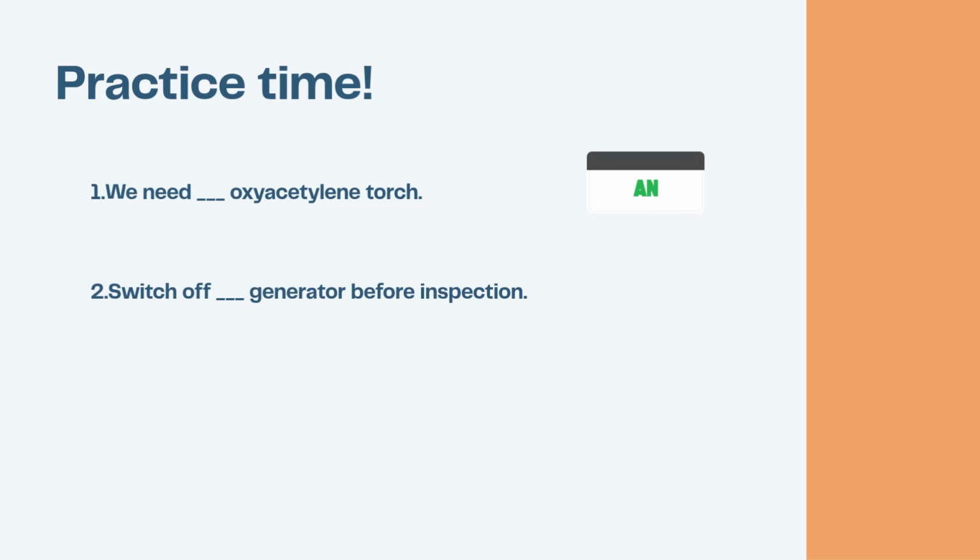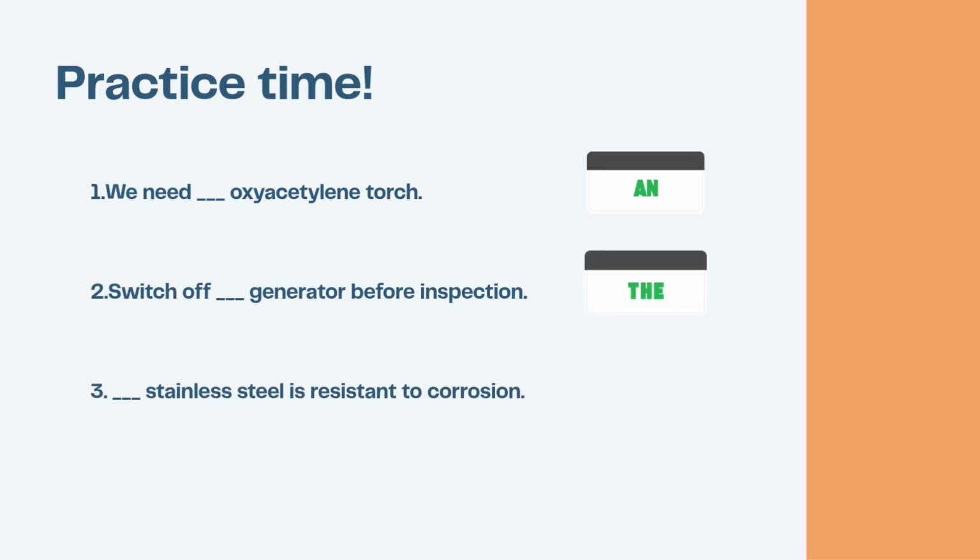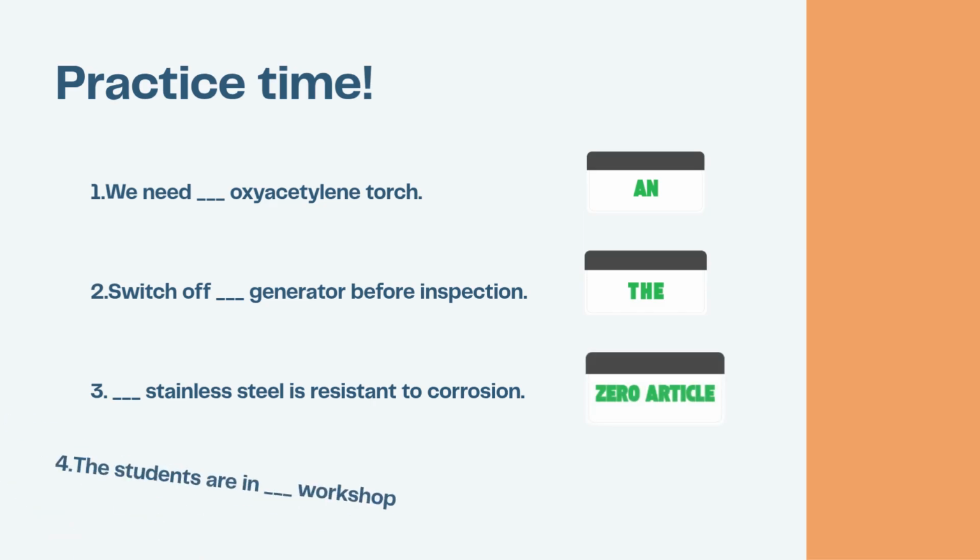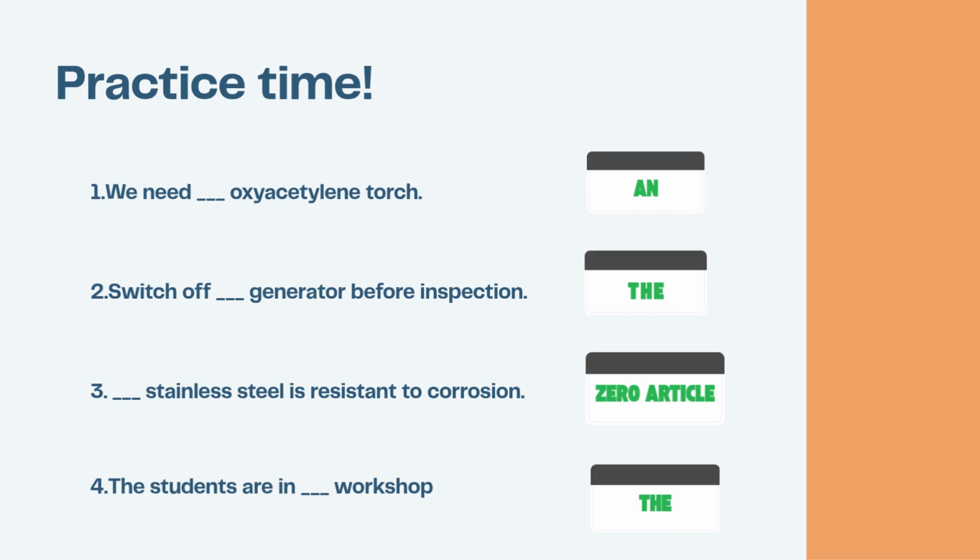Let's practice with a few quick examples. Fill in the blanks. Number 1, we need blank oxyacetylene torch. Yes, the answer is an. Number 2, switch off blank generator before inspection. The correct answer is the. Number 3, blank stainless steel is resistant to corrosion. The answer is zero article. And the last one, number 4, the students are in blank workshop. The answer is the. Well, you did great work.